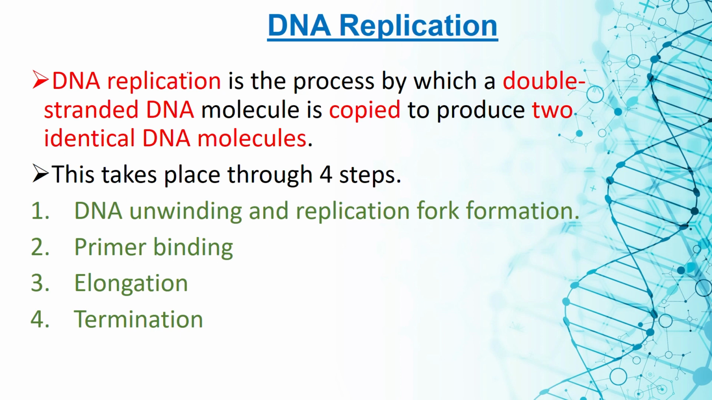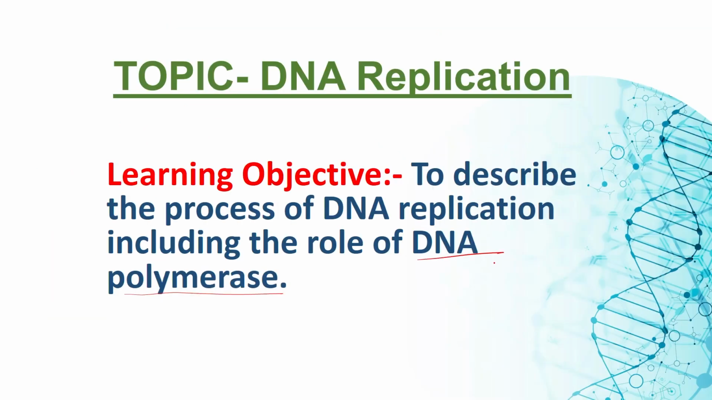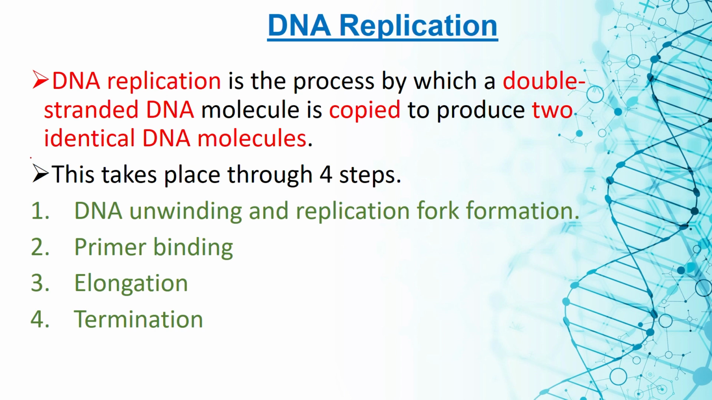Now, DNA replication is the process by which a double-stranded DNA molecule is copied to produce two identical DNA molecules. Yes, that we have seen in the slide. The identical copying of a parent DNA molecule. A parent DNA molecule is copied into two identical copies. Check that word: two identical copies. Identical DNA molecules. That is known as the process of DNA replication.